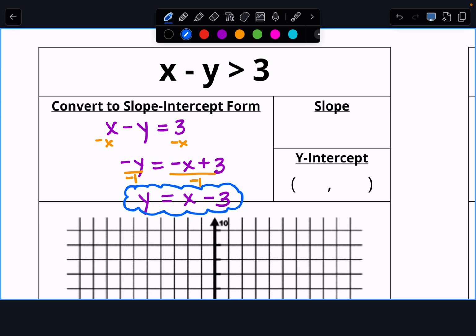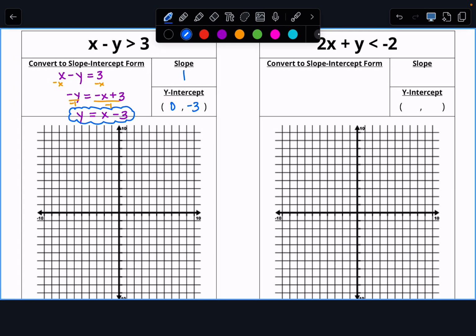And doing it a different way is just fine. Now, what's our slope? It's going to be up 1 over 1. Up 1 over 1, and now our y-intercept is 0, negative 3. Now, when I go to graph this, 1, 2, 3, I want to go up 1 over 1, right?